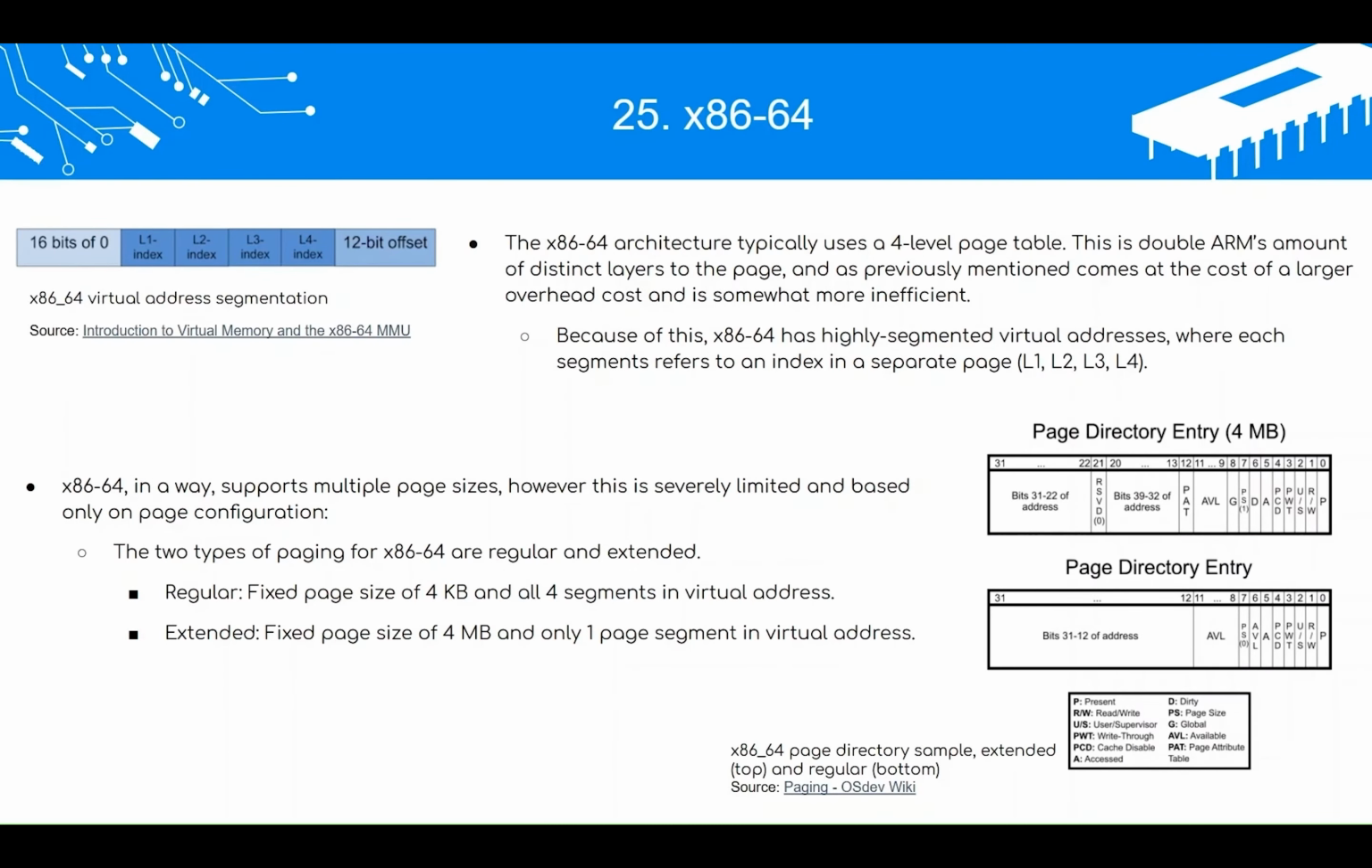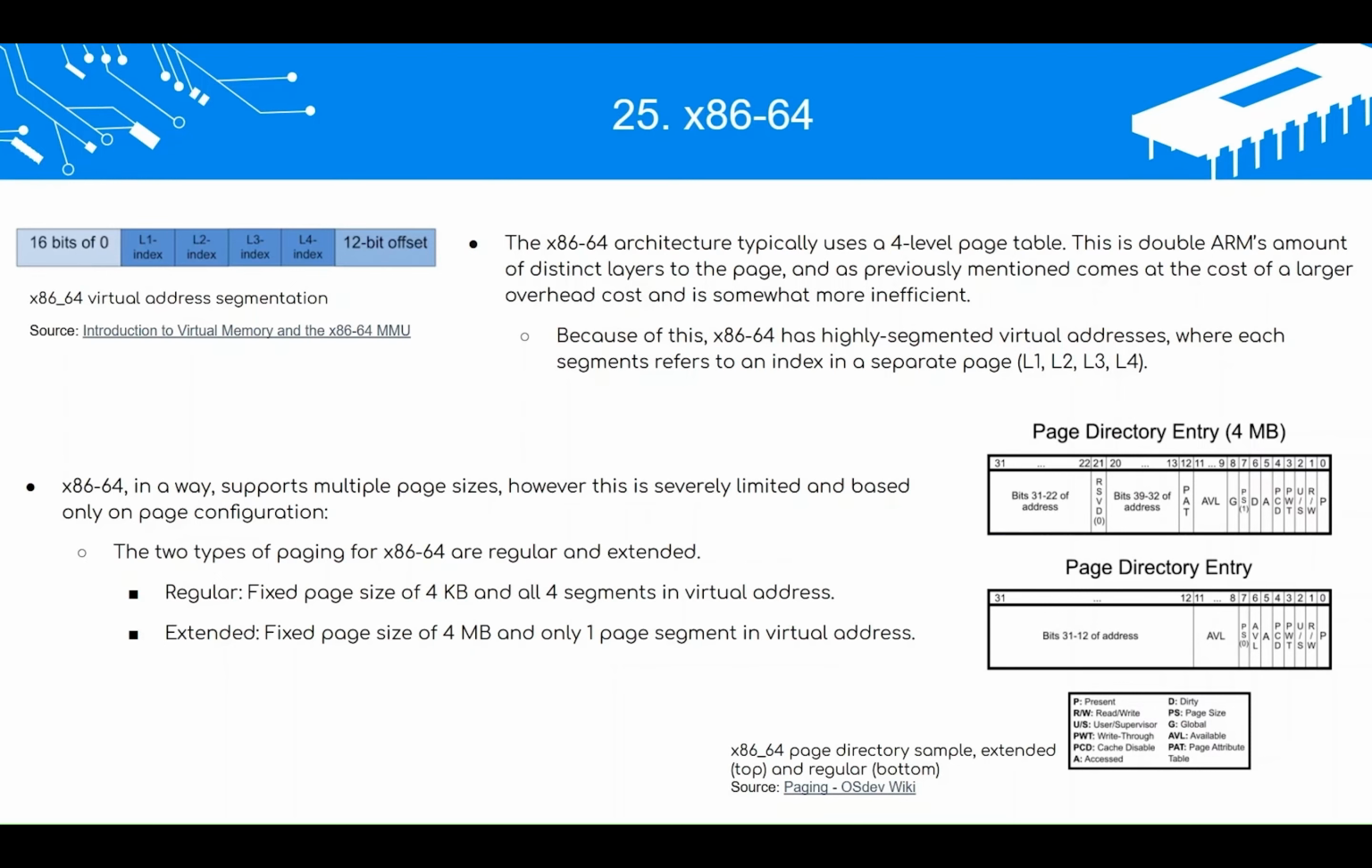The next architecture we'll be discussing is x86-64, also sometimes referred to as Intel 64 or even AMD 64 architecture. Now, the Intel 64 architecture uses a 4-level page table. This is double what ARM uses, and as was mentioned before, this high amount of pages comes with an increased overhead cost, and it's somewhat more inefficient when a miss does happen. The only advantage from it is that misses are less likely.